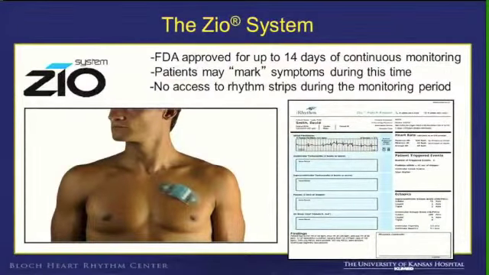I wanted to bring up some of the newer technology. This is, I think, referred to as a ZEO system. It's a patch that you can put in the left deltopectoral area.